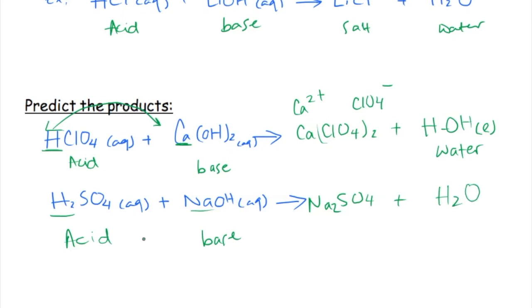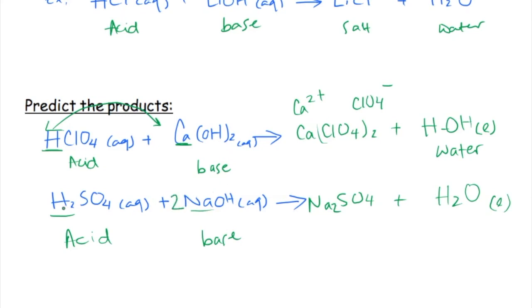H2O, because we have an acid and a base. H goes with OH. Even though there's 2 H's here, it doesn't matter. H goes with OH, and it forms water in this way. Water is a liquid, and a reaction did take place. Okay, let's balance this. We have 1 SO4 here. We have 1 SO4 here. We have 1 sodium here. We have 2 here, so let's put a 2 here.